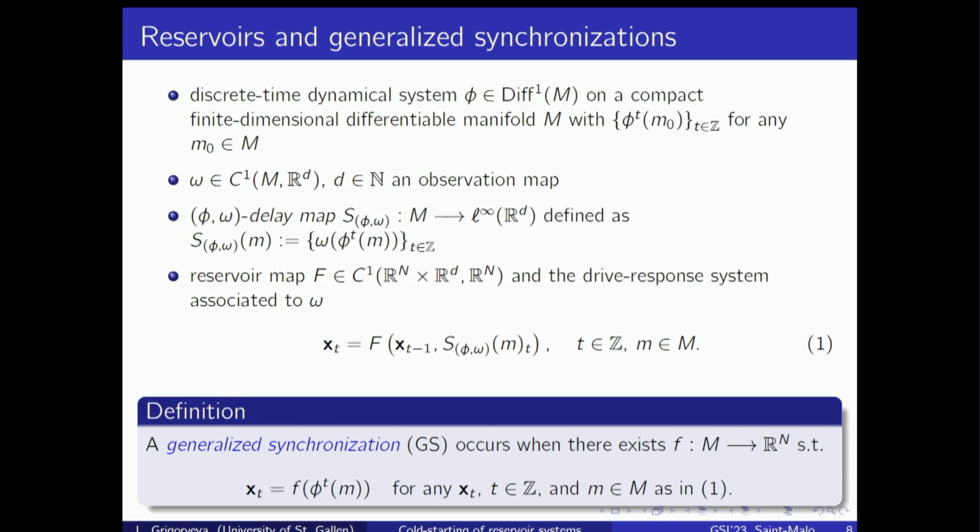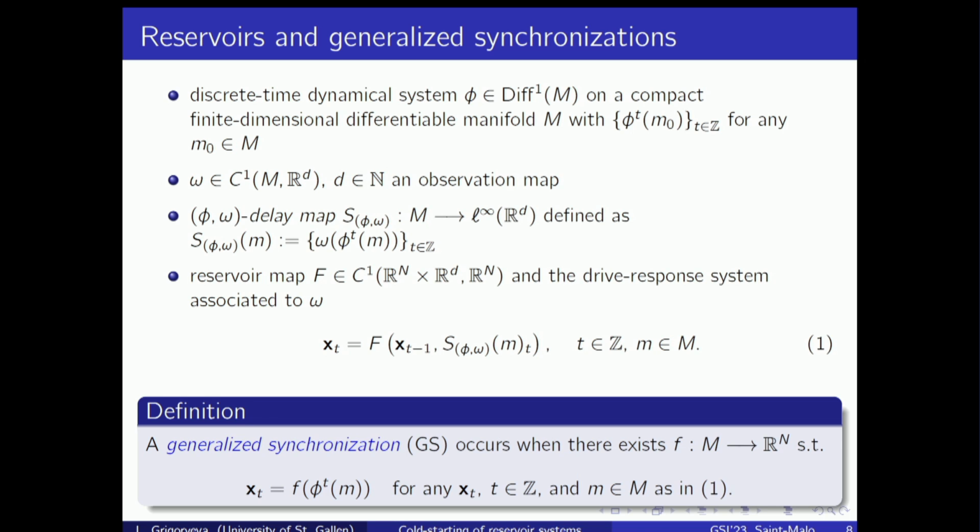So let me just put myself in this classical setup. We will be working with a discrete time differentiable dynamical system, whose inverse is also differentiable, and then this dynamical system will be defined on a compact finite dimensional differentiable manifold, and let us assume that the dimension of this manifold will be little q. So this will be useful for what is coming. And then for any initial condition, any point on my manifold, the system generates trajectories.